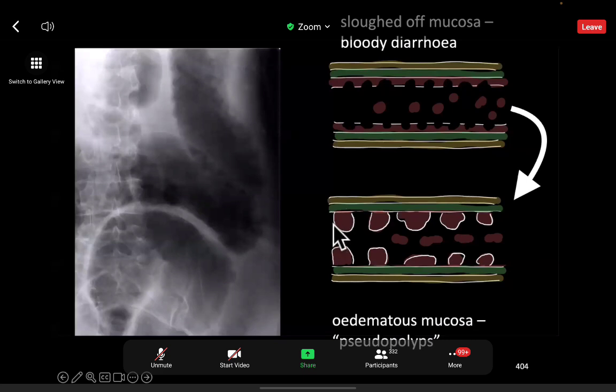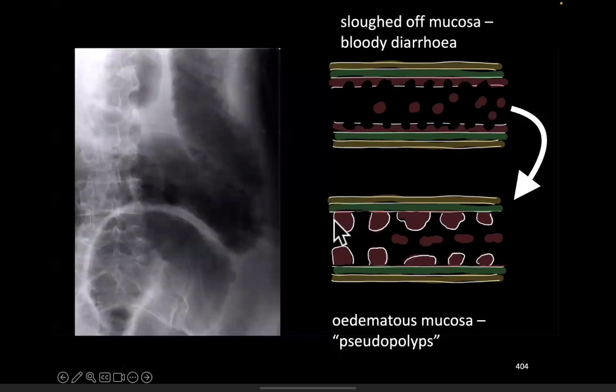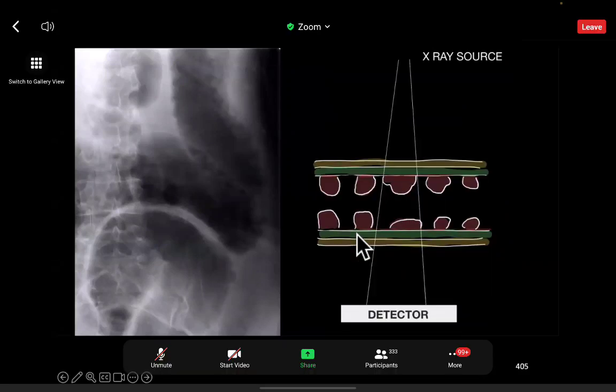It's a bit like the silhouette sign where you've got a lung nodule and aerated lung, but you've got what looks like heaped up edematous mucosa, and then you've got gas in the lumen of the bowel. And that's why it looks like a polyp, but it's actually a pseudopolyp.